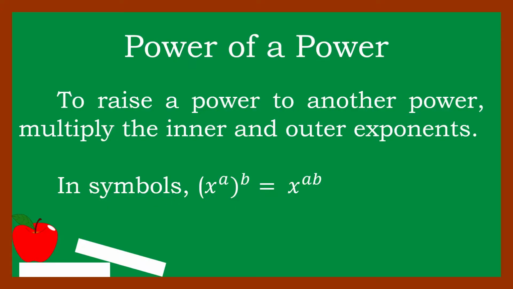And the next law is what we call the power of a power. To raise a power to another power, multiply the inner and outer exponents. In symbols, we write this one as the quantity of x raised to a, quantity raised to b, is equal to x raised to a times b.